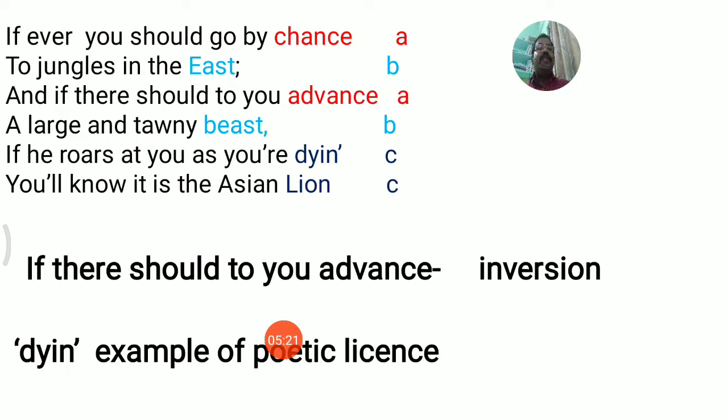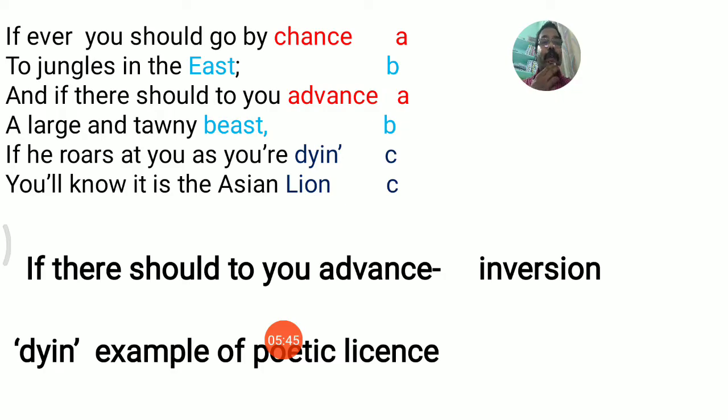And then you might have noticed the last word of the last but one line, dine, D-Y-I-N. You are dying out of fear. Dying should be dying, but instead of dying, the poetess has used dine, because it has to rhyme with lion: dine and lion.